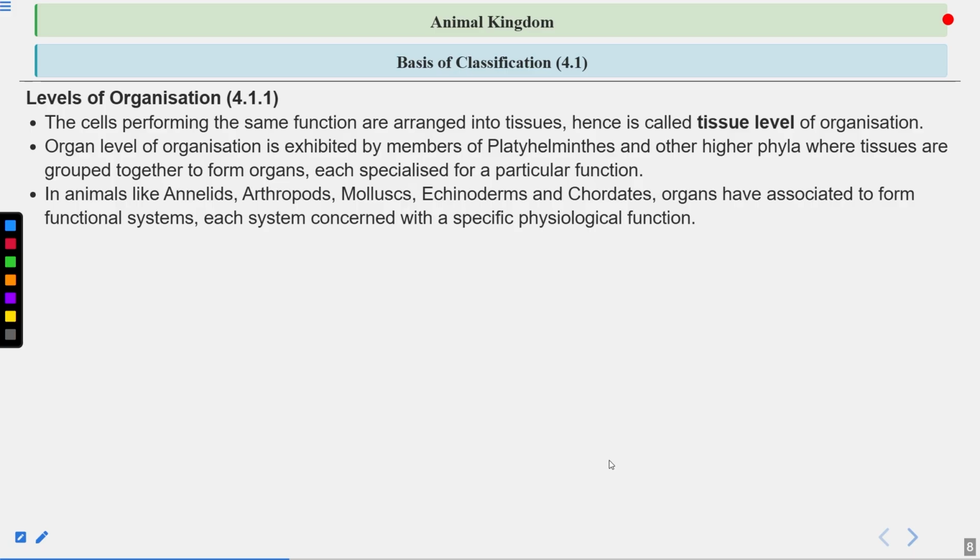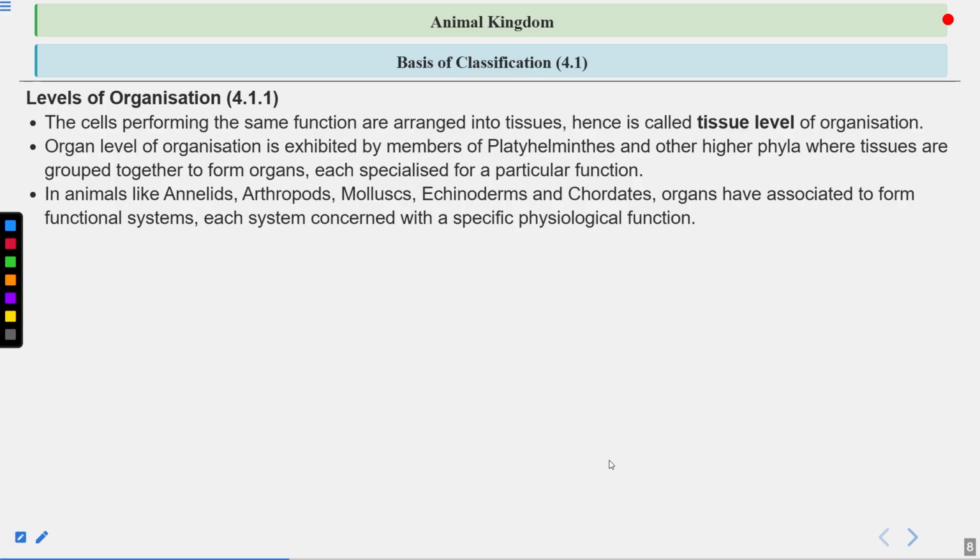So why do we see this upgradation, as we pass from cells to tissue, tissue to organ, organ to organ system? Because as we move from Porifera to Coelenterates, Coelenterates to Ctenophora, Ctenophora to Platyhelminthes, Aschelminthes, Annelids, Arthropoda, the organisms are becoming complex, and their complex body needs some upgradation of the system. If we are talking about the level of organization, there is an upgradation from cells to tissue, tissue to organ, and organ to organ system level, right?